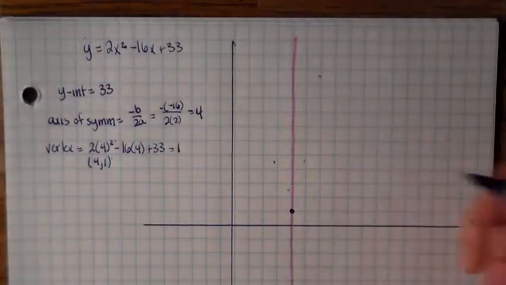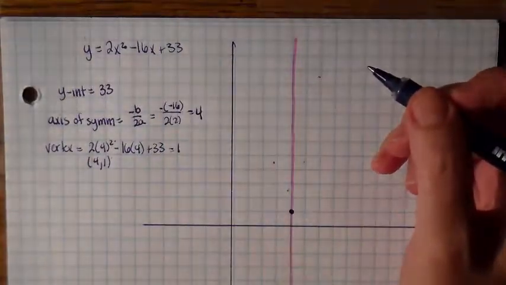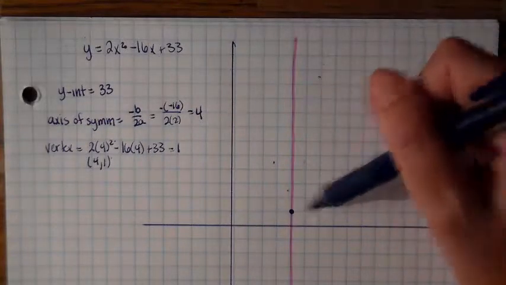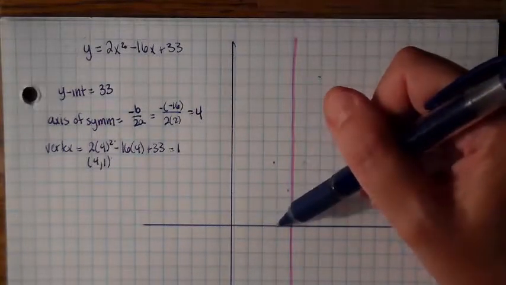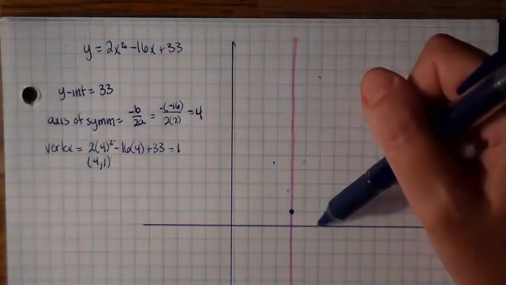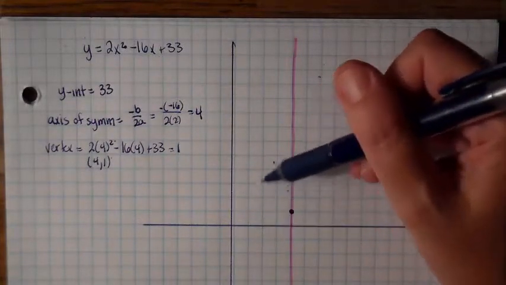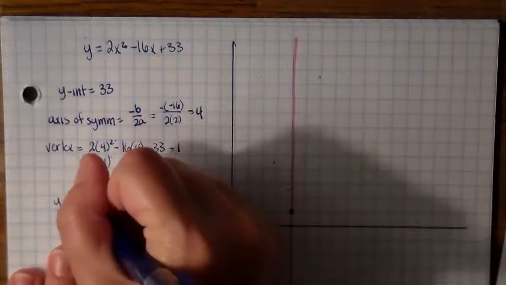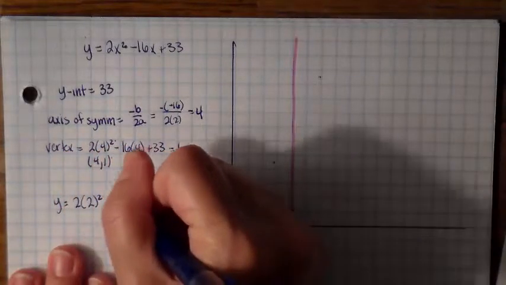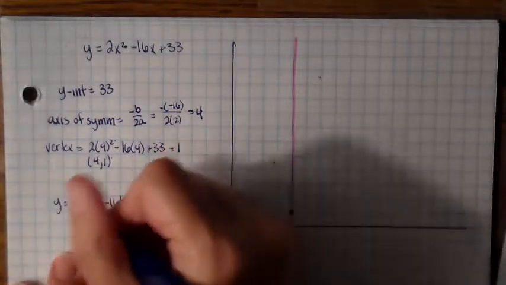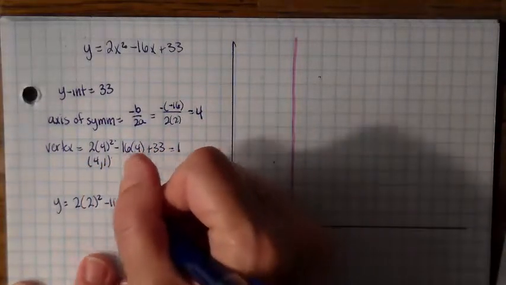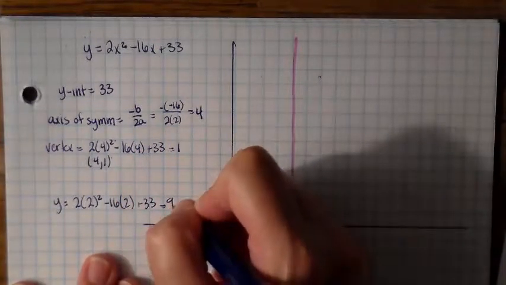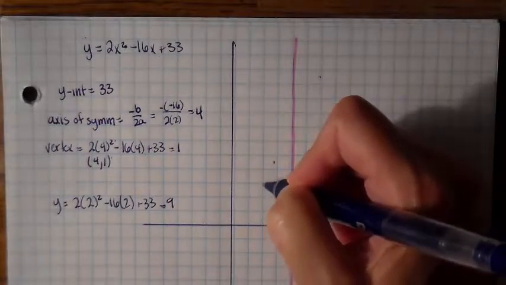Now, because my y-intercept is 33 and it's so far over, something that you can do to avoid having to make your graph that tall is try to find closer points. You can plug in 2 or 3, 5 or 6. So I'm going to just plug in 2. And when I plug in 2, I get 2 times 2 squared minus 16 times 2 plus 33. So that's 8 minus 32 plus 33, which gave me 9. So 2 is 9.